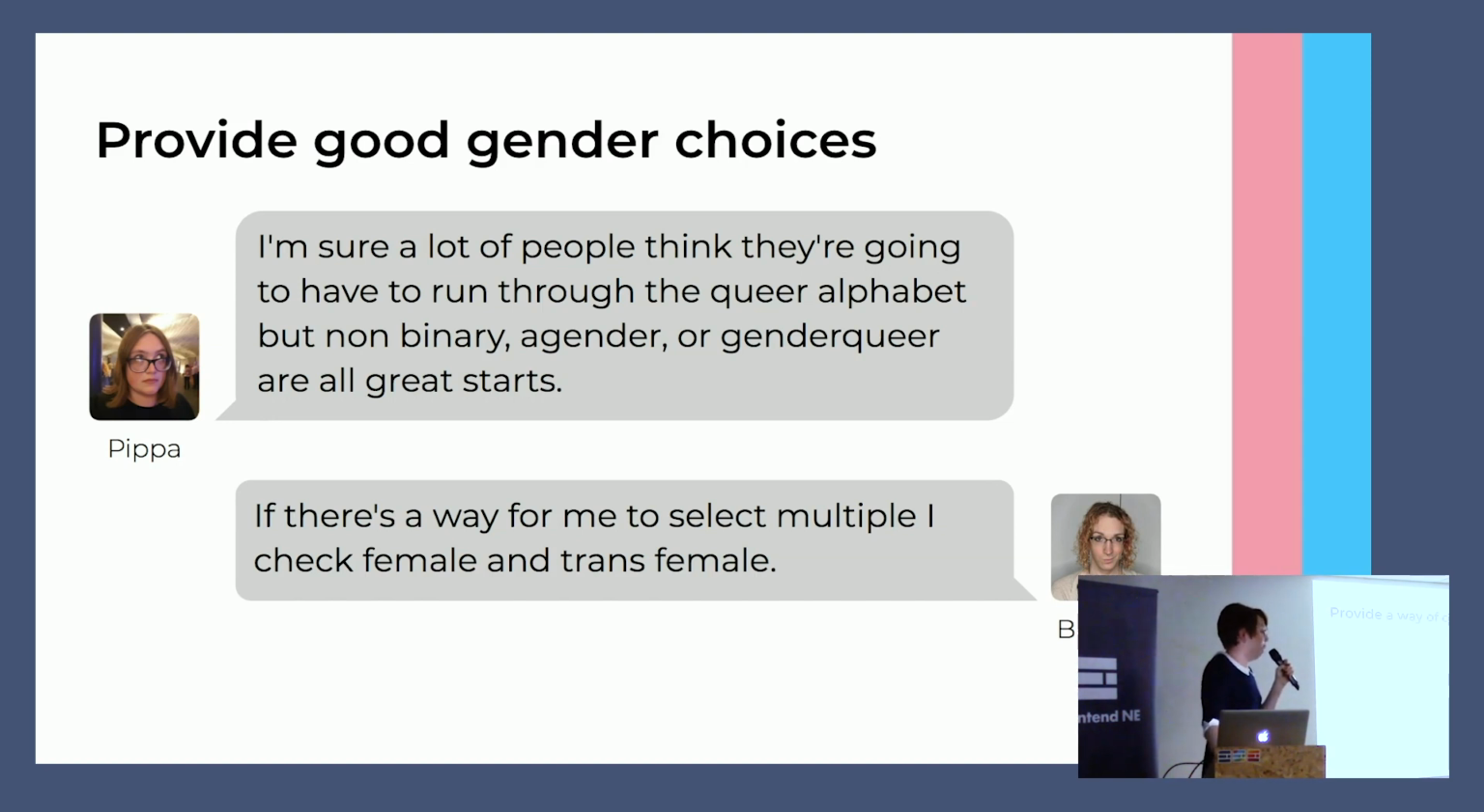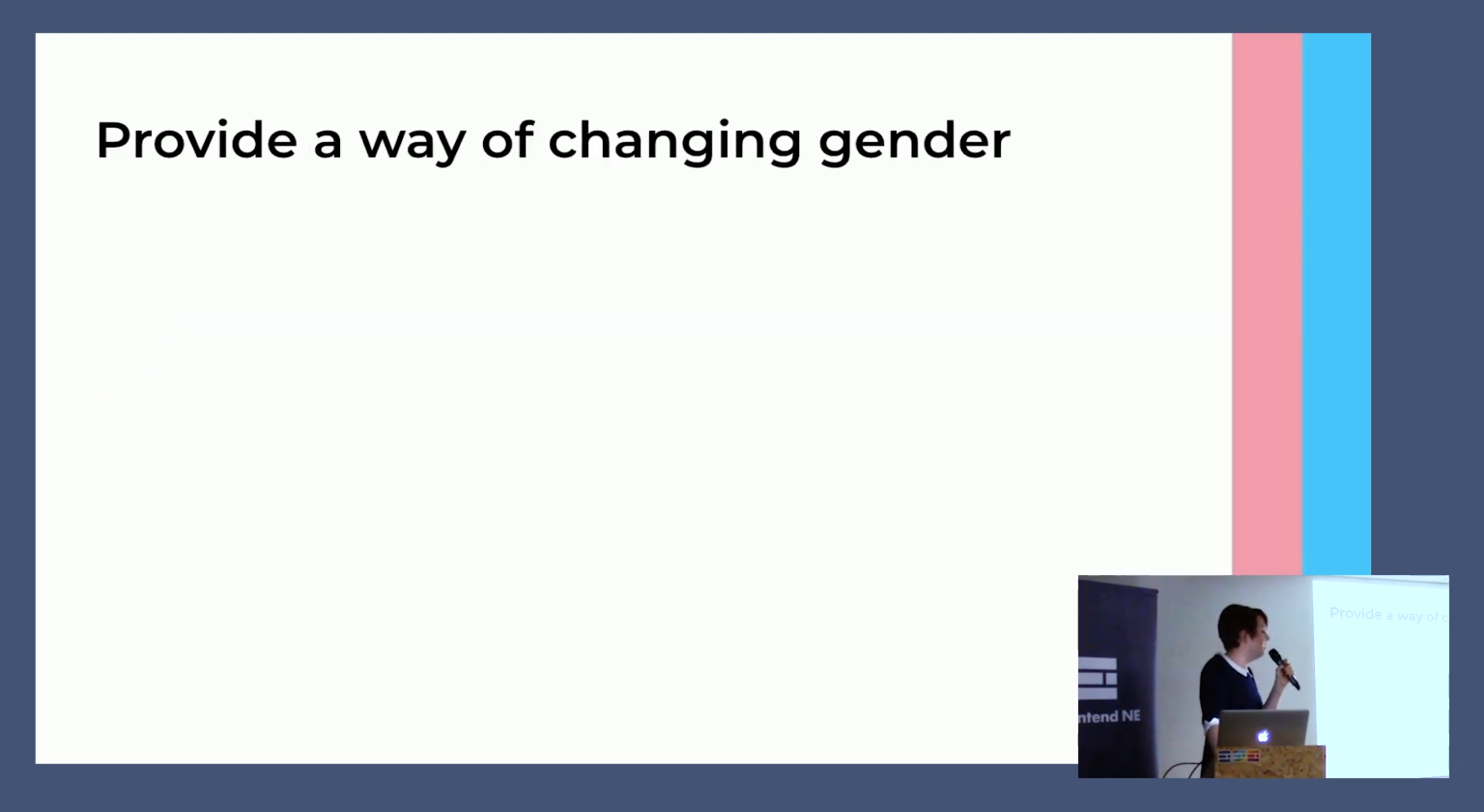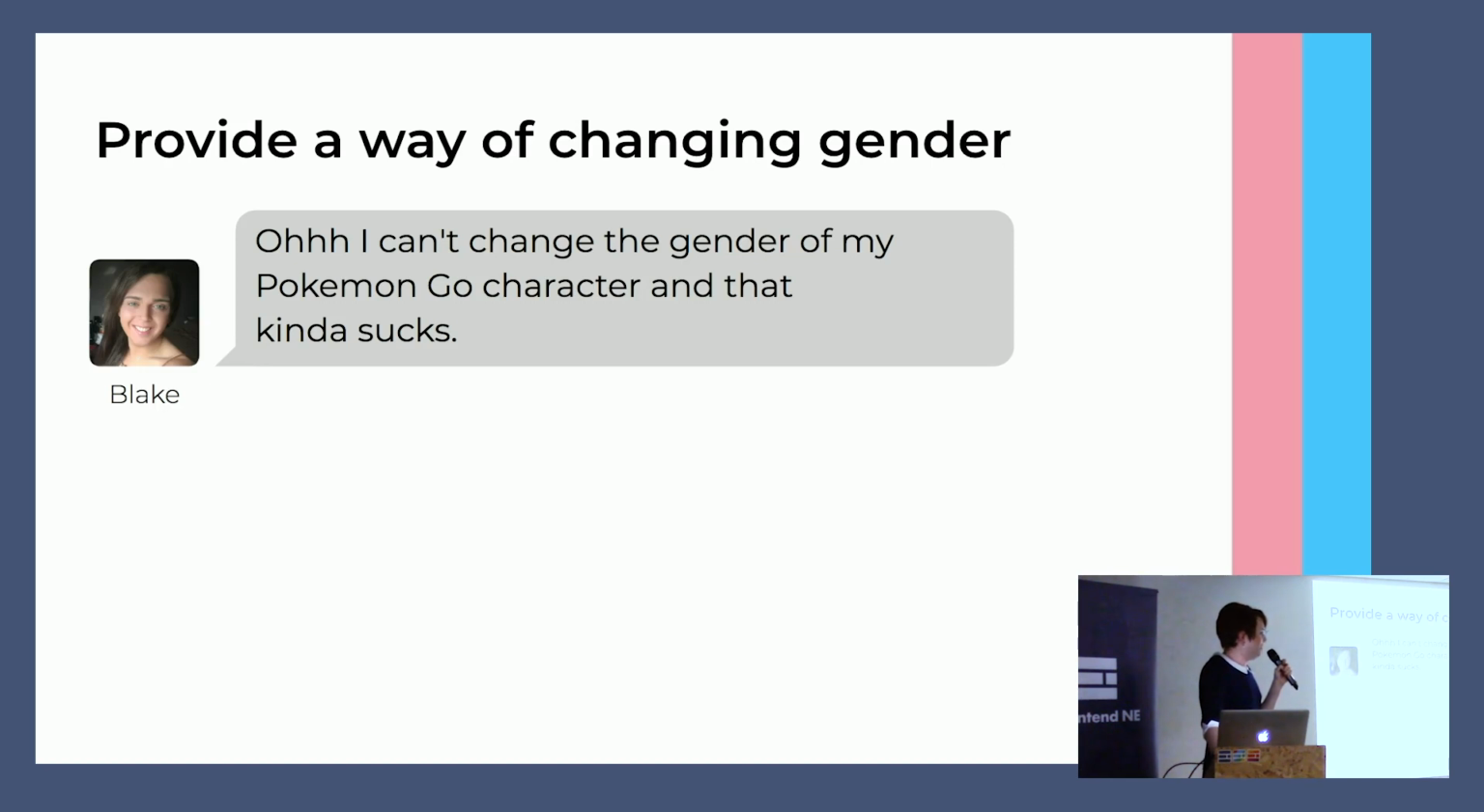And also, running theme, but let people change their gender later. Blake says, I can't change the gender of my Pokemon Go character, and that kind of sucks. I appreciate a lot of you just laughed. That was kind of the intention. But actually, as a trans person, this is the sort of thing that you deal with on a daily basis. Because everywhere you go, there'll be a reminder of that person you're not. And yeah, it's a game, but having spoke to Blake about this more, she's actually going to just create a new account because she just can't bear to look at her old male character on it. So yeah, it's a big issue.